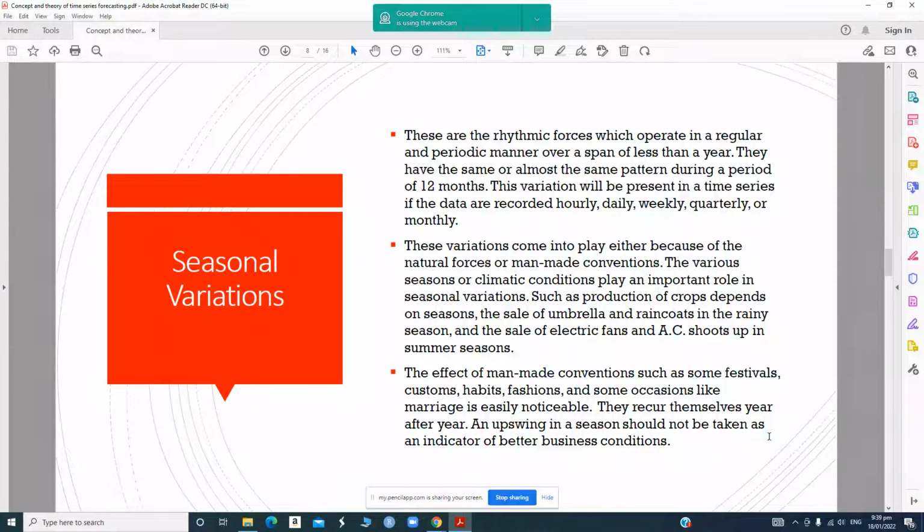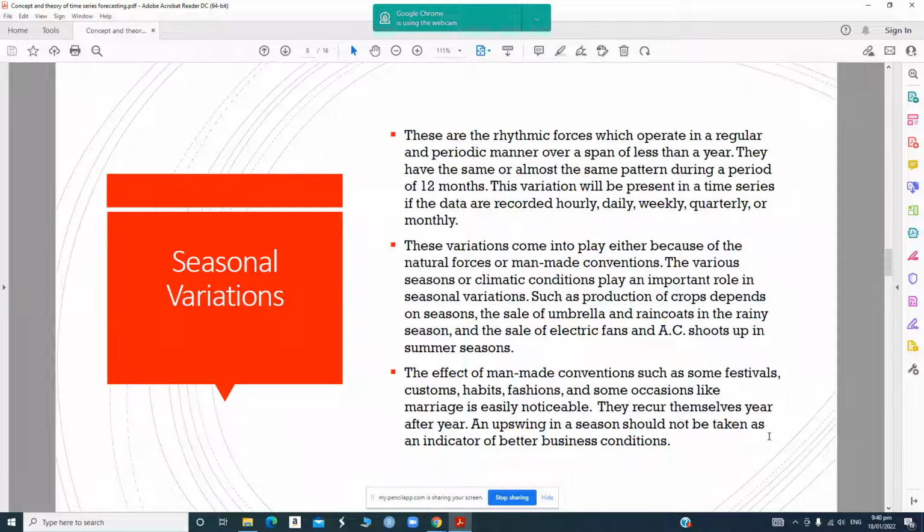The seasonal variation, these are the rhythmic forces which operate in a regular and periodic manner over a span of less than a year. So they have the same or almost the same pattern during a period of 12 months. So the variation will be present in time series with data recorded hourly, daily, weekly, quarterly, or monthly. I'm emphasizing that because there is no basis of talking of seasonal variation when you are using annual data.